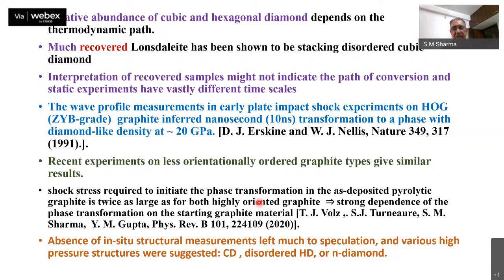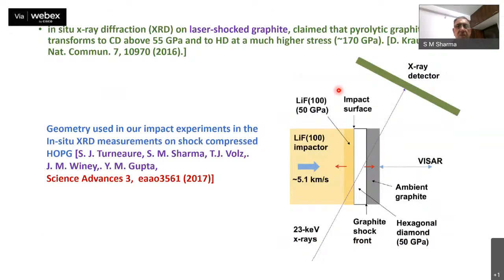One of the difficulties with earlier experiments, as I mentioned at the beginning, was that there was no in situ information about what the structure is. So there are lots of papers written about what the denser phase is. Is it a cubic diamond? Is it a disordered hexagonal diamond, and so on and so forth? Okay. So recent experiments were carried out on highly oriented as well as highly disoriented graphite.